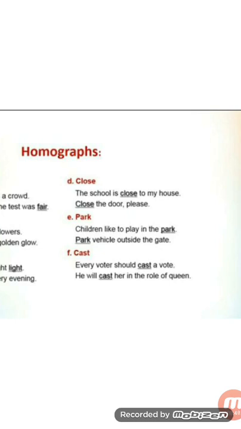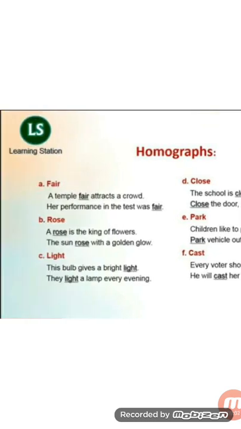Every voter should cast a vote. He will cast her in the role of queen. Cast मतलब क्या? उसको लेना. Okay, casting directors हम जैसे के बोलते हैं. Understood children? तो these are homographs. I hope you all have understood the difference.